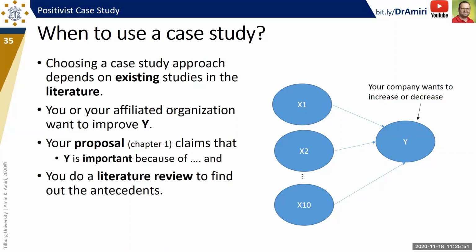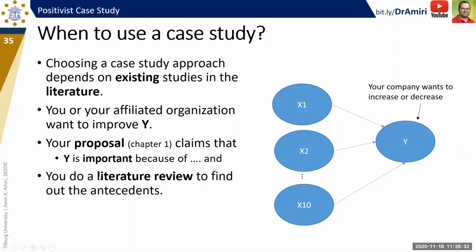What happens is that most of the time, you're affiliated with an organization, you have an internship, or for some reason you are interested in improving Y. So either the organization wants to improve a variable in the organization, or you are interested in Y. And in your proposal, in your chapter 1, you claim that Y is important because of this and that. Usually you mention some factors after Y, that if you improve Y, for example, IT investment, firm performance will be improved, employee performance will be improved. And you talk about them in the proposal.